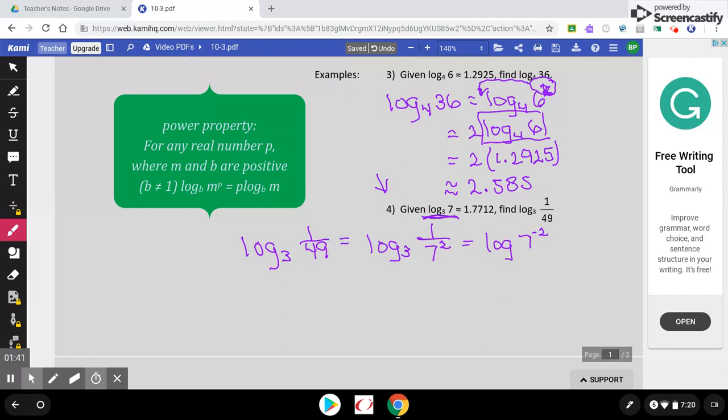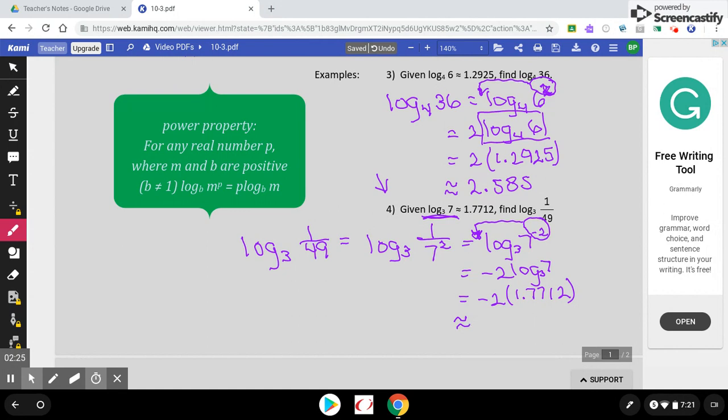Power property. Here's how it works. I am allowed to take an exponent that's within a log problem, and I'm allowed to yank him right out in front and make it into a multiplication problem. Crazy? A little bit. In the directions, it tells you what log, sorry, I left the base number off here. In the directions, it tells you what log base 3 of 7 is, or approximately is. It tells you it's 1.7712.